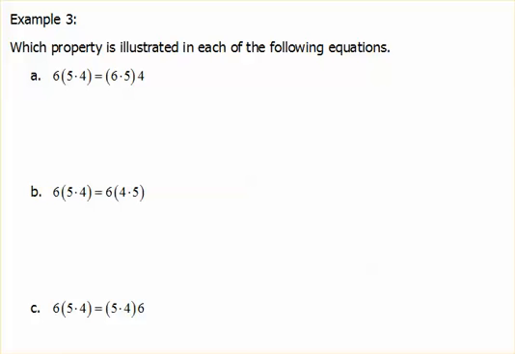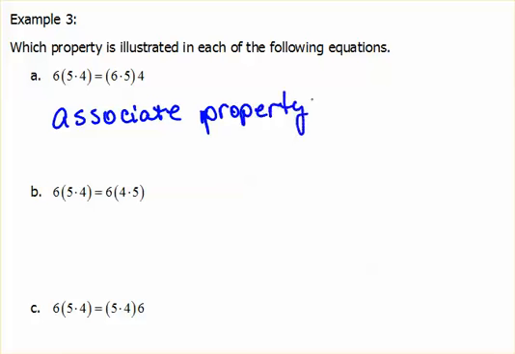This one says which property is illustrated in each of the following equations. So we have part A that says 6 times the quantity 5 times 4 equals the quantity 6 times 5, and then times 4. Which one of the properties did you choose for this one? You should have chosen the associative property of multiplication. I'm just going to put associative property for time reasons.